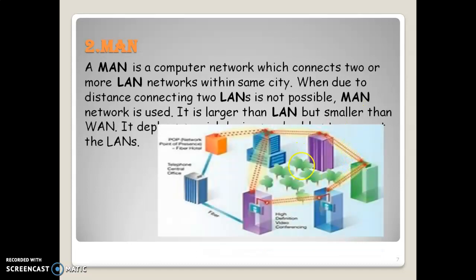Here is an example of a metropolitan area network, where we have different buildings, and all those buildings are connected with each other. These buildings can have their own LAN, a local area network, but when they combine to form a network with each other, they will work as a MAN.